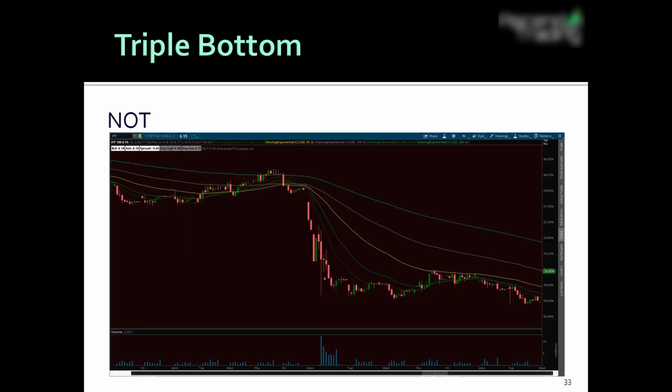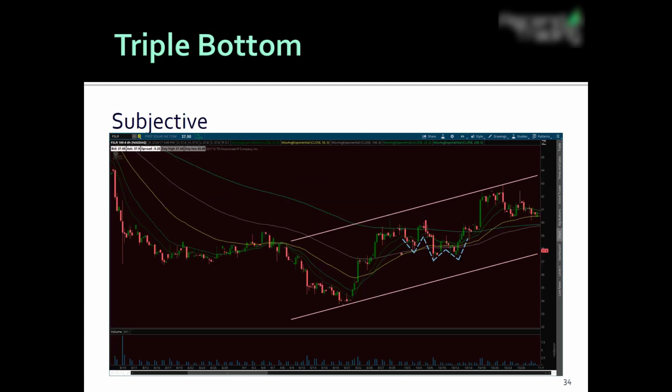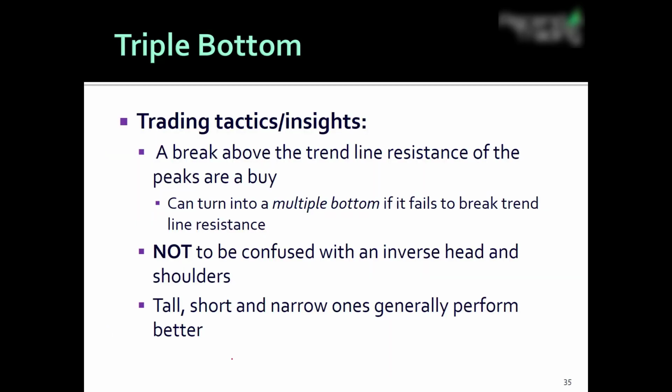This one isn't a triple bottom, it's really more of a descending scallop. This one may be subjective. There are 3 valleys, however when you look at the big picture, it's really more of the handle of this cup and handle pattern. So some tactics: a break above the highest peak will confirm the pattern, and the best ones to trade are the short and narrow ones.